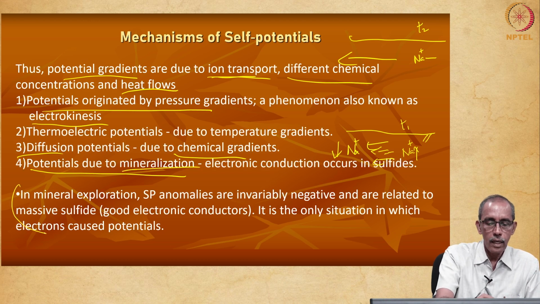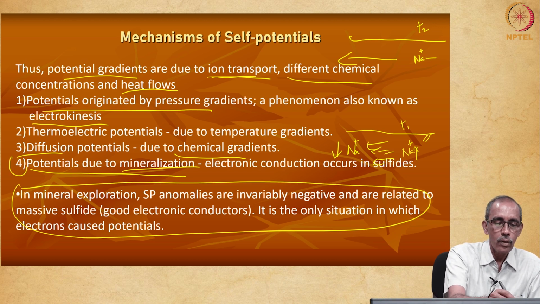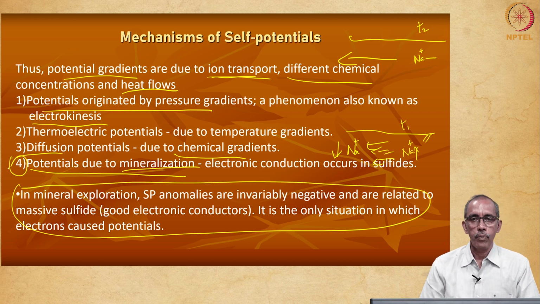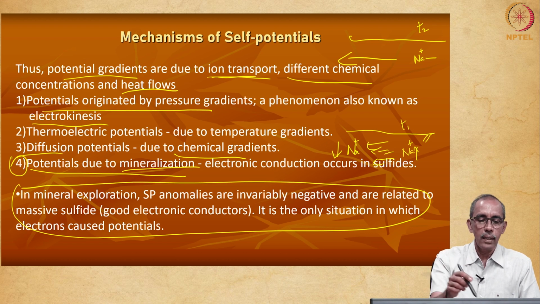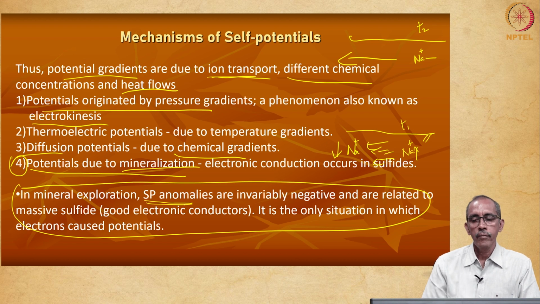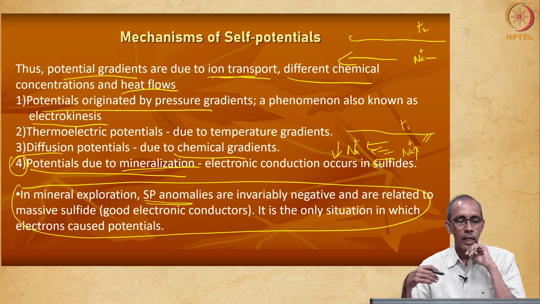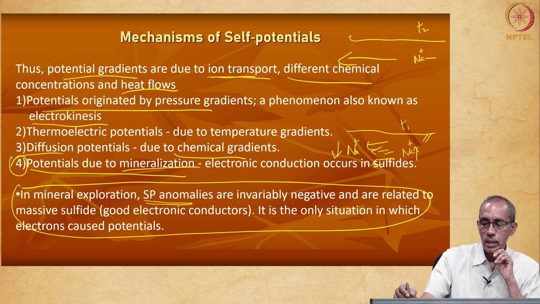So, in mineral exploration, we always look for the fourth type of cell potential, right. In mineral exploration, we look for the mineralization causing some changes in the natural potential, right. So, in mineral exploration, we search for cell potential which is normally negative compared to the surroundings. We are going to see little later, maybe in the following slides.